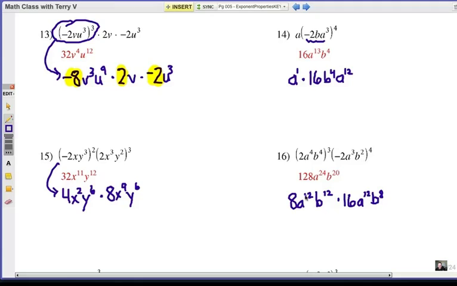All right, now take a look at how I got my answer. 8 times 16 is 128. a to the 12th times a to the 12th again, a to the 24th. We're going to add those powers together. And then b to the 20th comes from b to the 12th times b to the 8th. All right, fairly complicated looking, but the idea is pretty simple. Just keep track of your exponents. All right, thanks for watching, and we're going to move on to dividing exponents next.